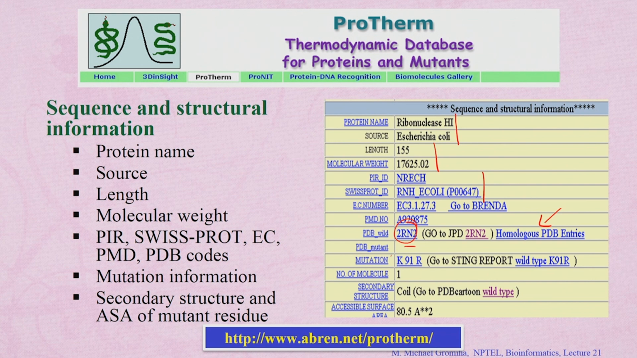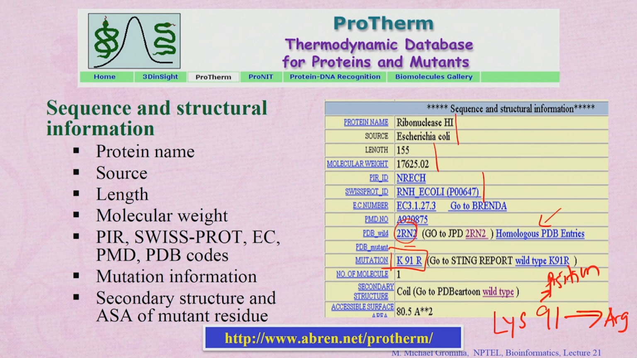Then we give the mutation information. For example, here K91R. What is the meaning of K91R? Lysine at position 91 is mutated to arginine. Here they did the analysis because lysine and arginine both are positively charged, and they wanted to see the effect of the side chain length, what will happen. So, this way they changed lysine to arginine.